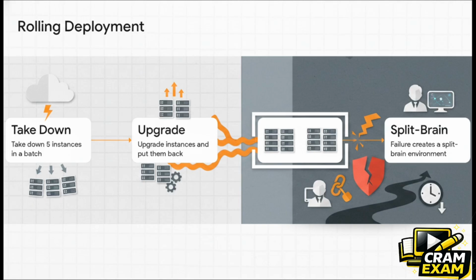But if that deployment fails halfway through, you have a massive problem. You now have a split brain environment. Literally, half your users are seeing the old code and half are seeing the new, broken code. And the worst part? Rolling back from that state is a slow, painful, manual process. You are risking serious failure and extended downtime.